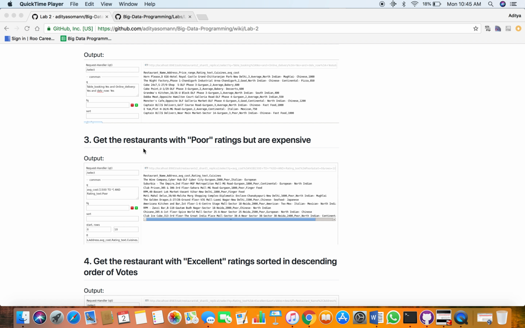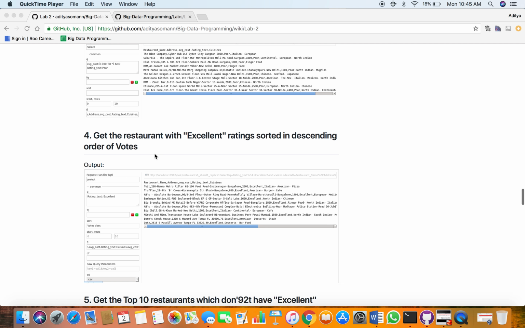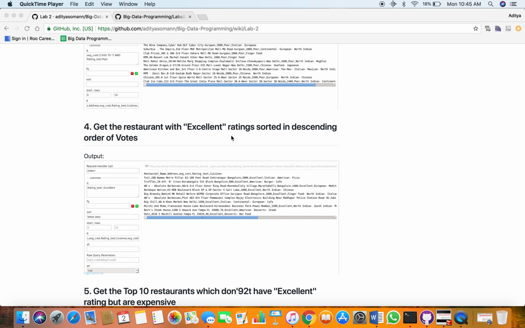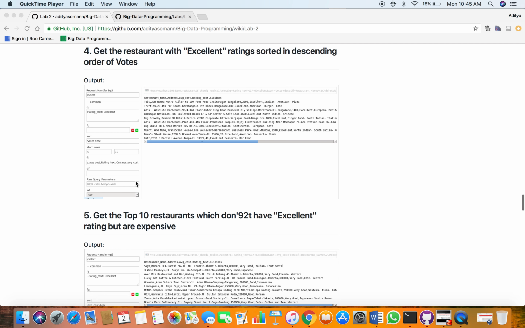Query 3 is the restaurants with poor ratings but which are expensive. So this is the query, and this is the output. The fourth one is the restaurants which have excellent rating, sorted in descending order of votes. This is the query, and these are the fields that we are getting outputted, and this is the output.